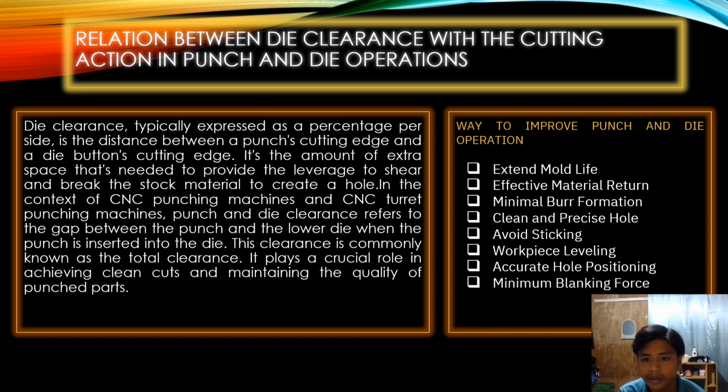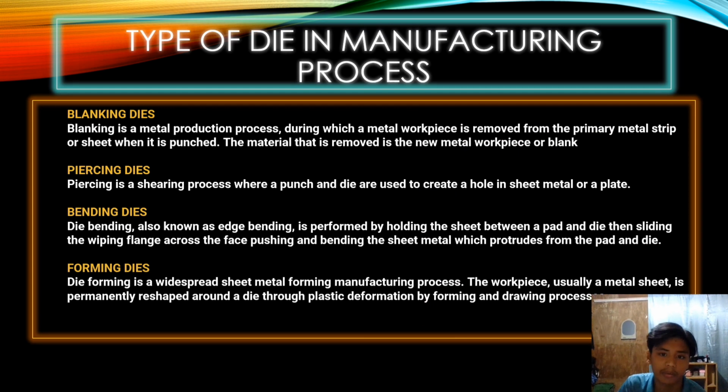Ways to improve punch and die operation. First, extend mold life. Next, effective material return, minimal burr formation, clear and precise hole, avoid sticking, workpiece leveling, accurate hole positioning, and minimum blanking force. Next, types of die in manufacturing process. There are four: blanking dies, piercing dies, bending dies, and forming dies.